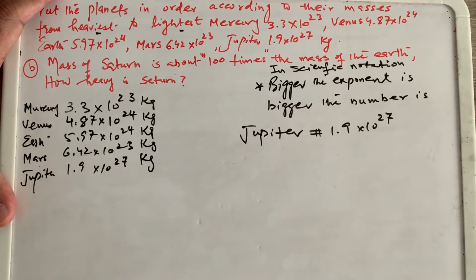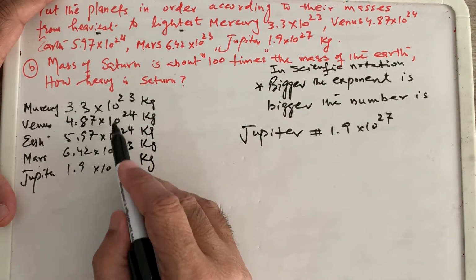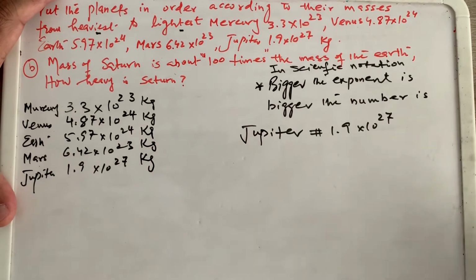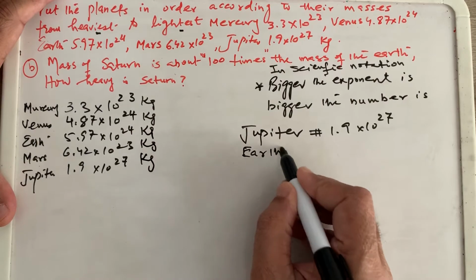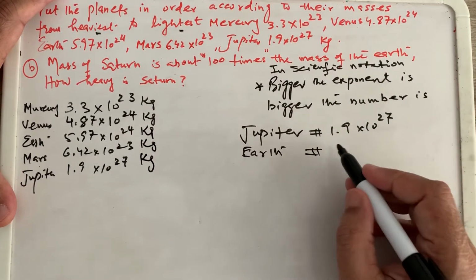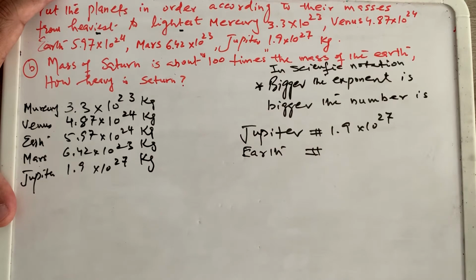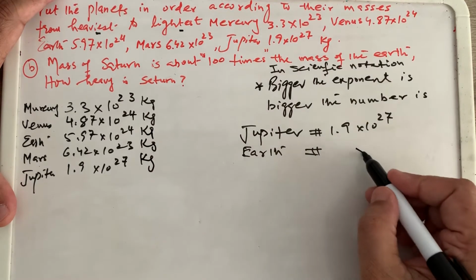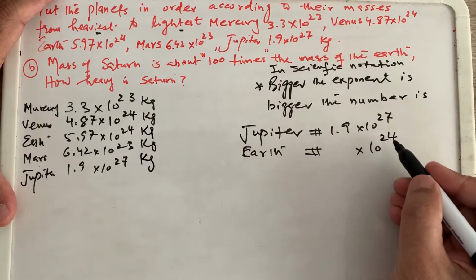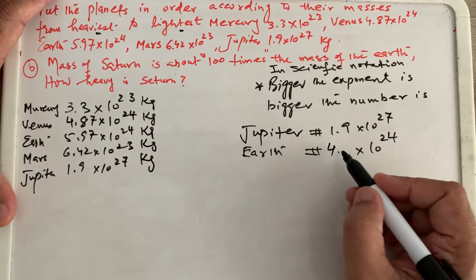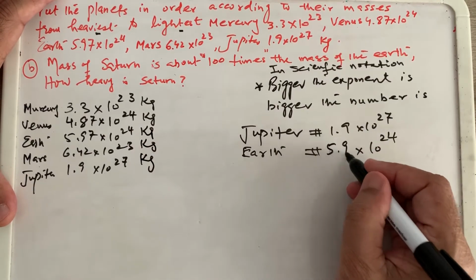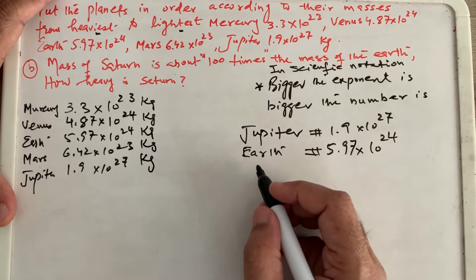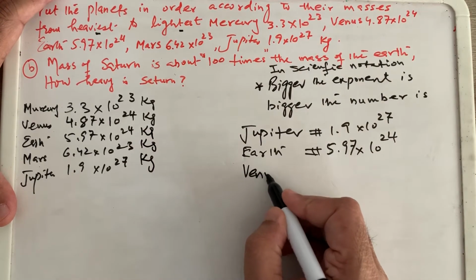Now the second exponent is 10 to the power 24, but we have two of them, so we look at which number is bigger. 5.97 is of course bigger than 4.87, so number 2 will be Earth. Hope you understand how I am calculating it. I am seeing the exponent and then the other numbers in front of the exponent. With 10 to the power 24, I have 4.87 and 5.97. So 5.97 is heavier, which is Earth. I will put Earth before Venus, so the third one will be Venus.